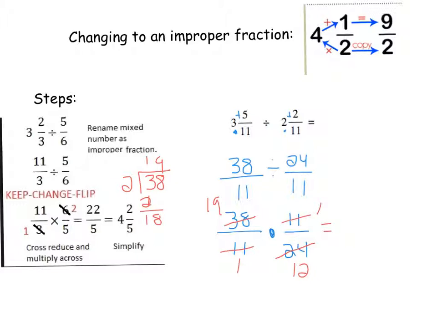So now I can multiply across, 19 twelfths. 12 goes into 19 one time with 7 left over.